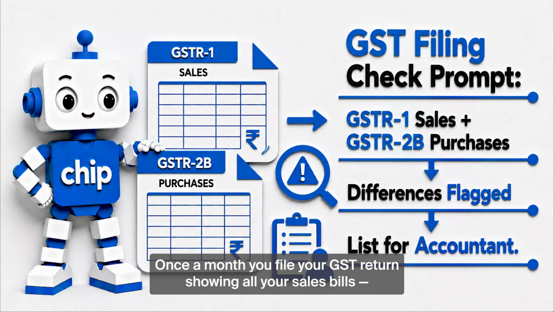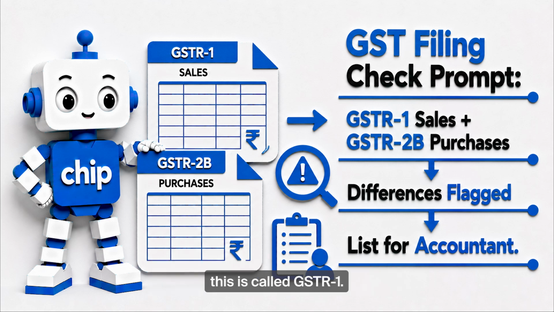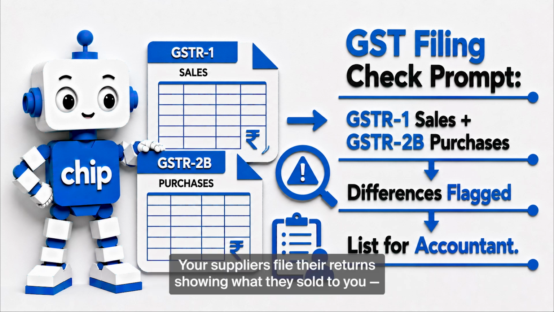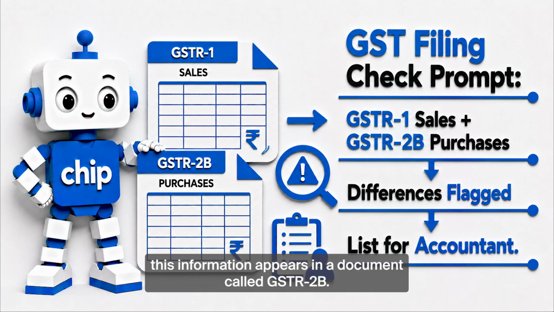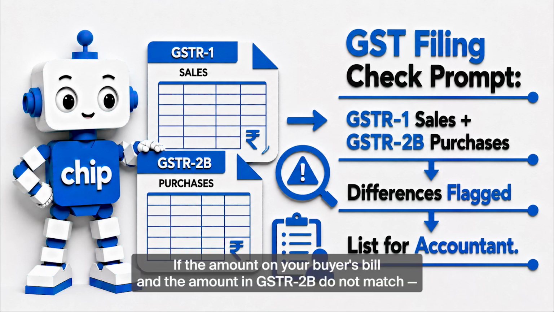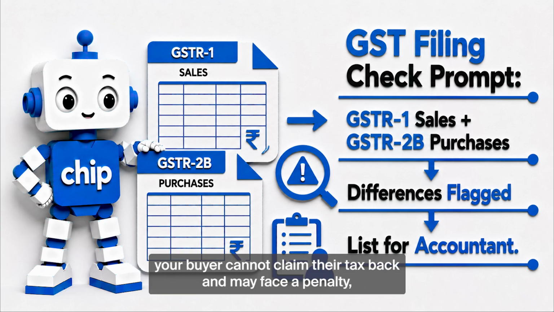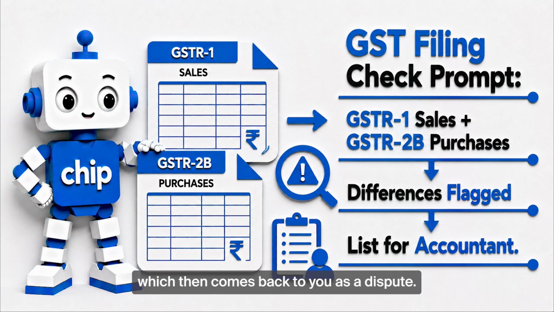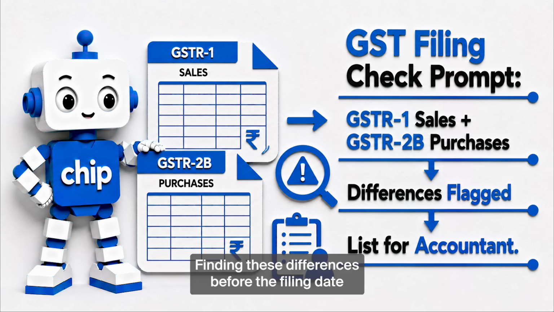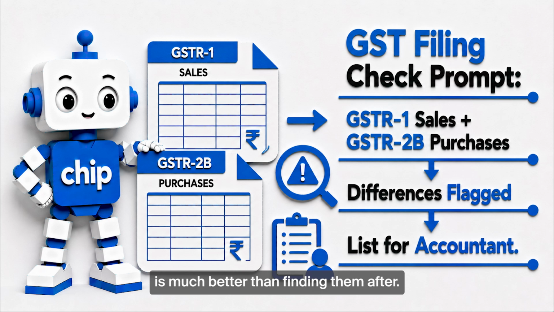Once a month you file your GST return showing all your sales bills. This is called GSTR 1. Your suppliers file their returns showing what they sold to you. This information appears in a document called GSTR 2B. If the amount on your buyer's bill and the amount in GSTR 2B do not match, your buyer cannot claim their tax back and may face a penalty, which then comes back to you as a dispute. Finding these differences before the filing date is much better than finding them after.